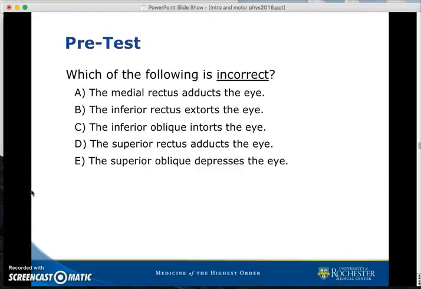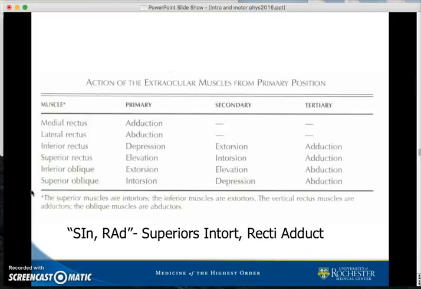Here's a quiz question, look at it and answer it. This is a busy but important chart that's in your book. Try to have it memorized.